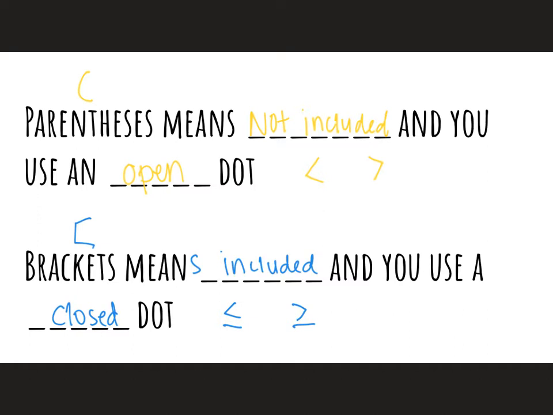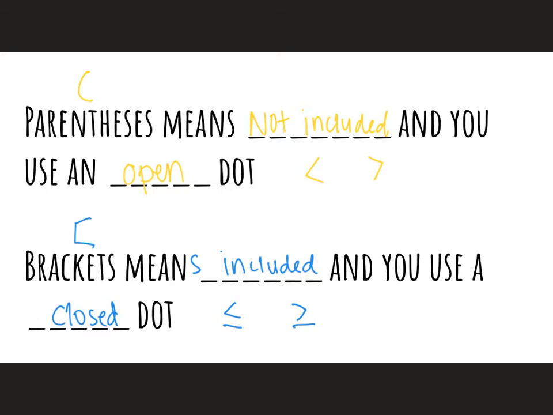So that's a bracket. If you see a bracket, that's actually going to be next week in about 4 lessons, but just to get your mind primed for that now. It's a bracket and a closed dot. You use that for the less than or equal to or greater than or equal to. And then for the parentheses, again, that's next week, I'm just priming you here. That means not included, and use an open dot, and that is for the less than or greater than.